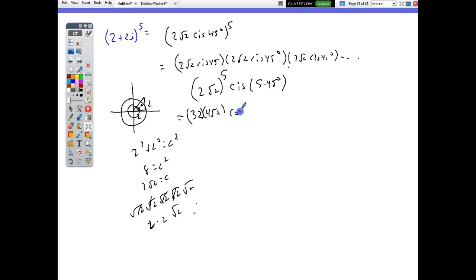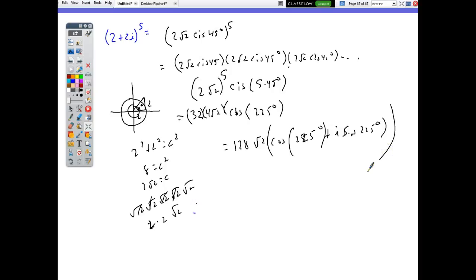And then cis. What's 5 times 45? 225. Well done. So if I want to know if this is rectangular, what's 4 times 32? 128. Agreed? Root 2 cosine of 225 plus i sine of 225. Agreed?